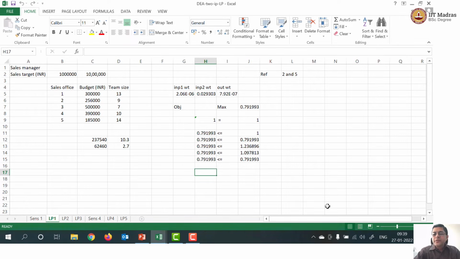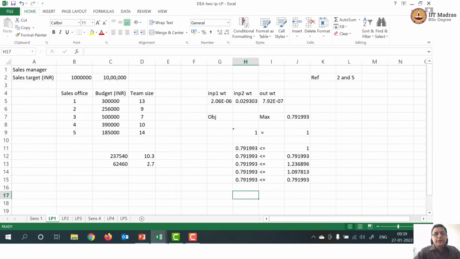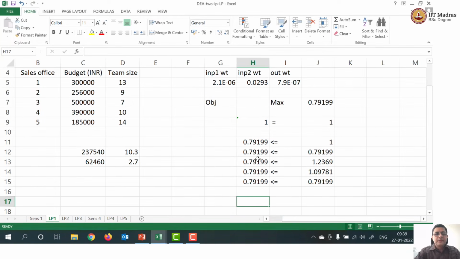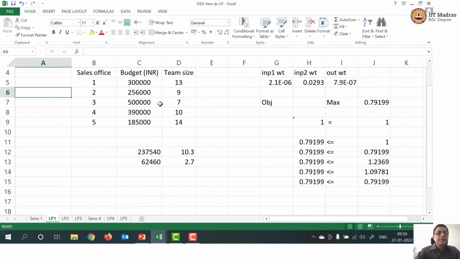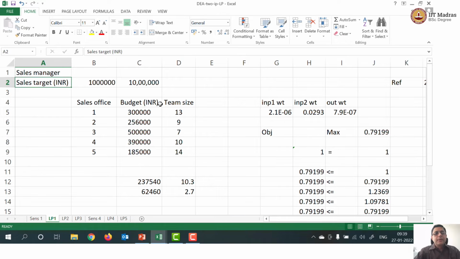So this is the formulation for the first LP, the first sales office. This is the data here. This is the data here. So what is the only output? The only output is 10 lakhs, right?